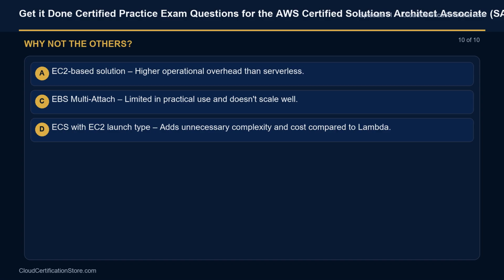Why not option A? The EC2-based solution has higher operational overhead than serverless. Why not option C? EBS Multi-Attach is limited in practical use and doesn't scale well. Why not option D? ECS with the EC2 launch type adds unnecessary complexity and cost compared to Lambda.